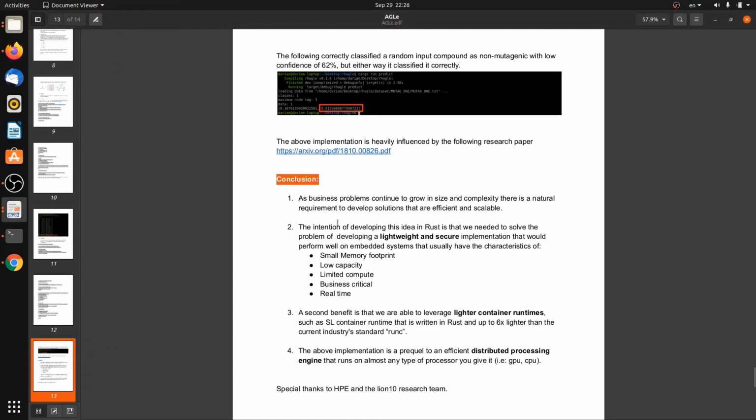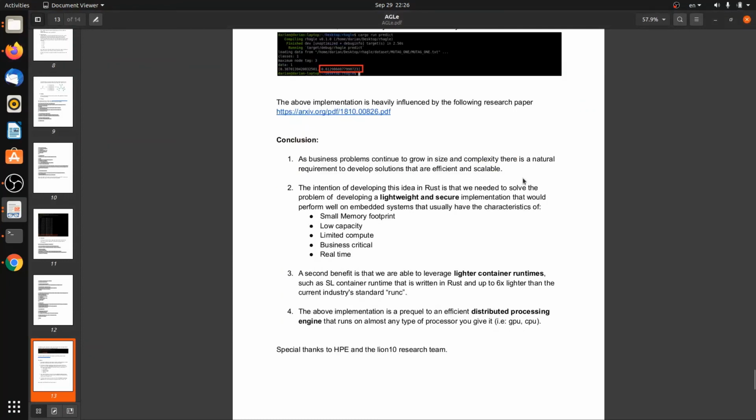And so maybe just to conclude, as business problems continue to grow in size and complexity, there is a natural requirement, implicit by ourselves, that solutions need to be efficient and scalable, right? So to me, graph networks have shown in the past that they're very efficient at modeling relationships, and we can pretty much model anything in graph structures, if you think about it in terms of graphs.